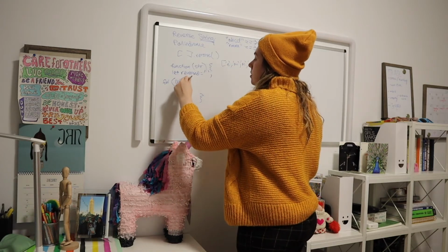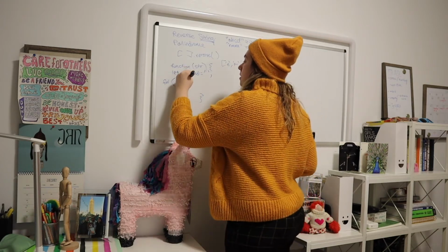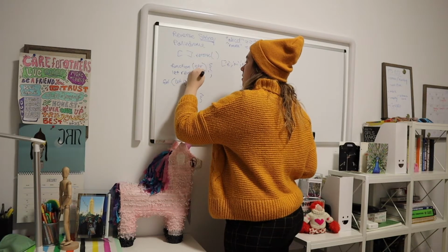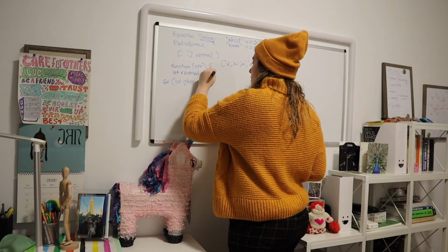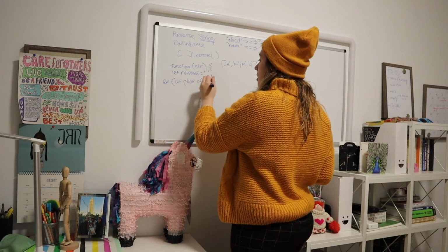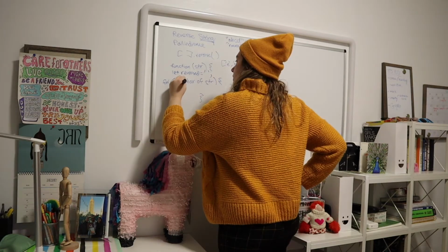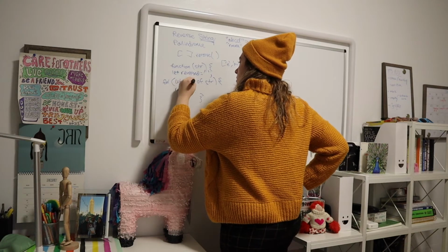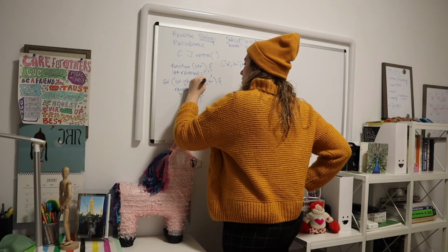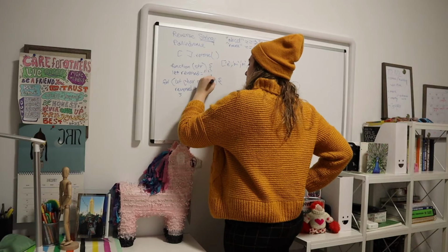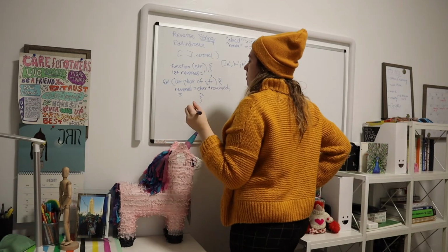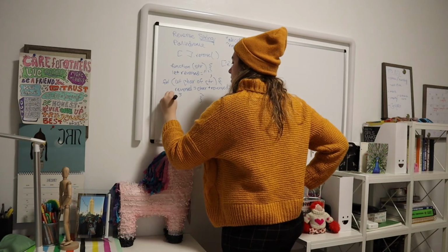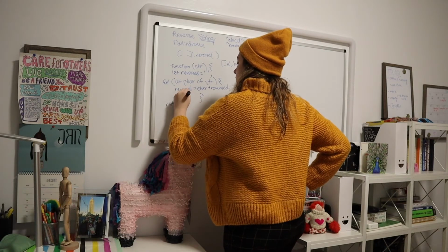So you can do for let char of string, reversed equals char, the character we're looping through, plus reversed. And now we return reversed.